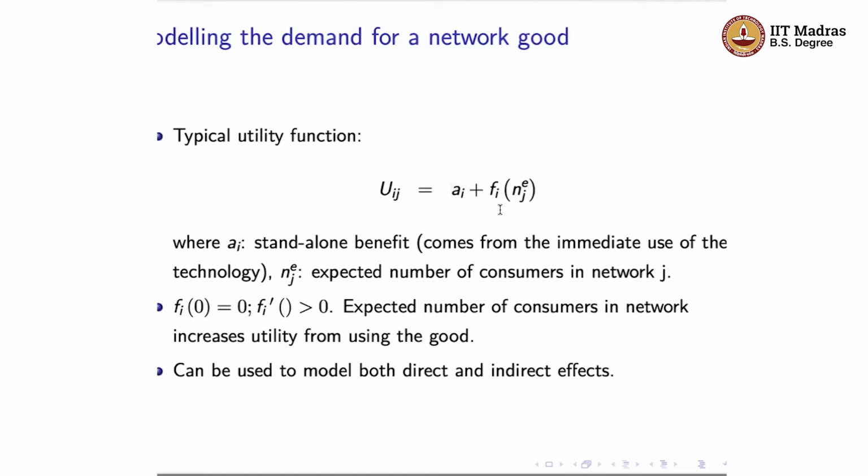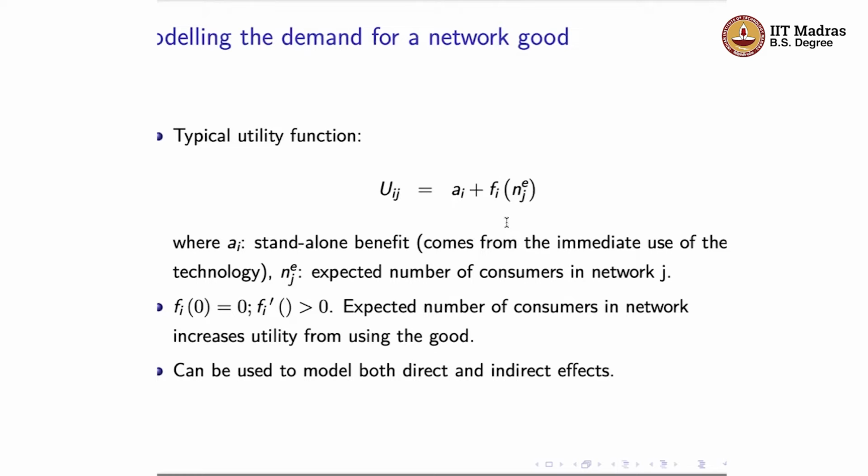So what are the reasonable assumptions to expect when it comes to these network goods that we have been talking about? So one standard normalization that you can do is to imagine that if nobody uses the good, if that is the expectation, then this network effect should just be thought of as zero. But the higher the number of people that are going to be using the good, you would expect that this is going to be increasing this Fi function. And as a result of that, the consumer's payoff from using that good, or the utility from using this good, is going to go up, right? So the expected number of consumers in the network increases the utility from using this good.